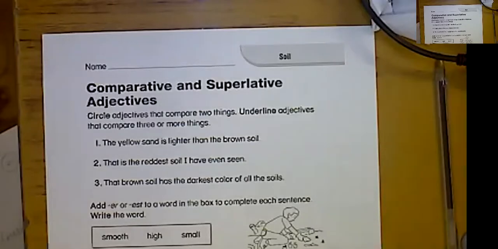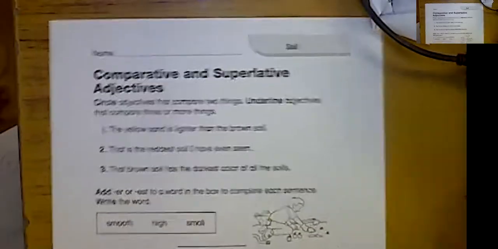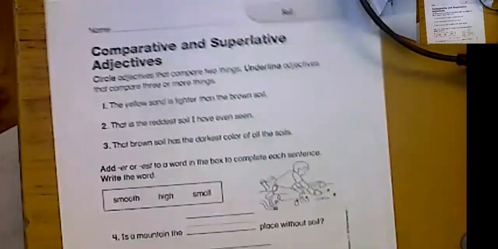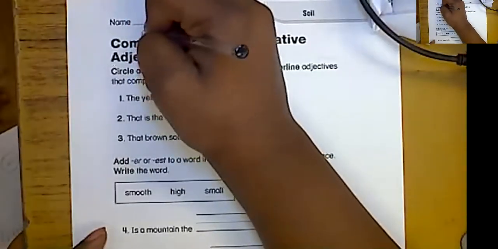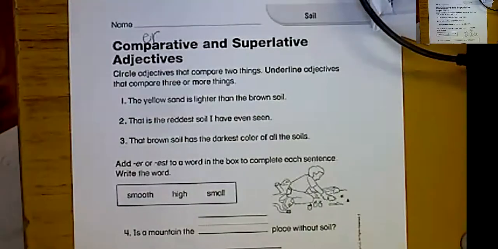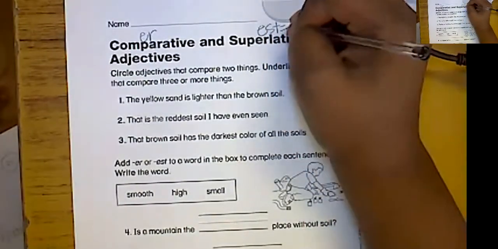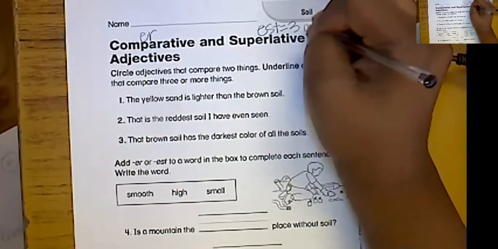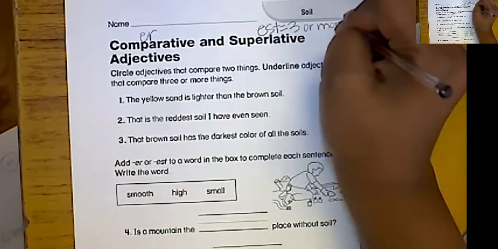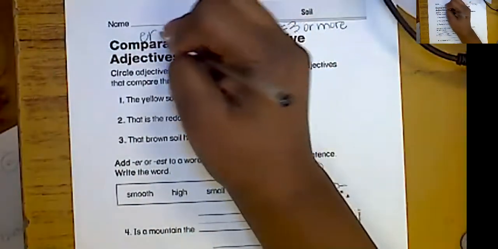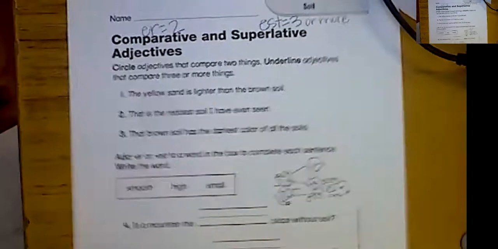Hello, today you will identify adjectives that compare. We've worked on these for the week. Remember, comparative adjectives, we will add ER. That means we will compare two things. And superlative adjectives, we compare three or more. So we will add EST. I'm going to say three or more. And for ER, I'm going to say two.